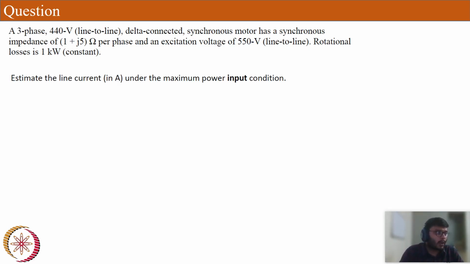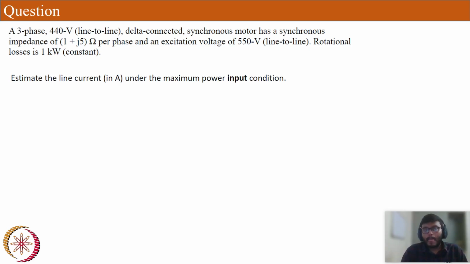Now, rotational losses will be 1 kilowatt. Those are constant rotational losses. Okay, fine. Now, what is it? We have to estimate the line current under maximum input power condition. So again, we have to estimate the line current.